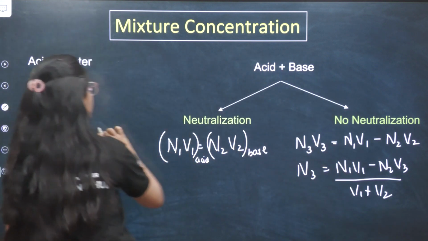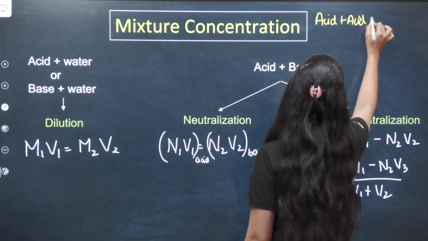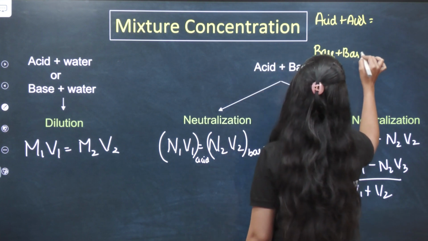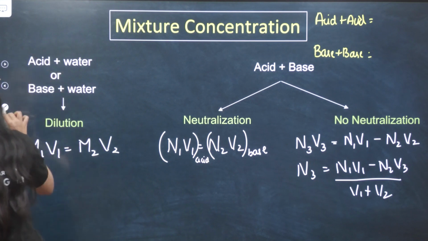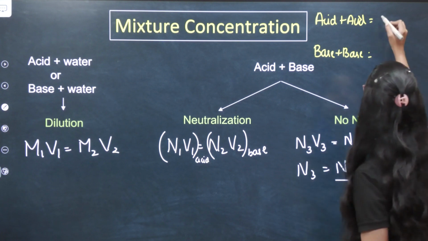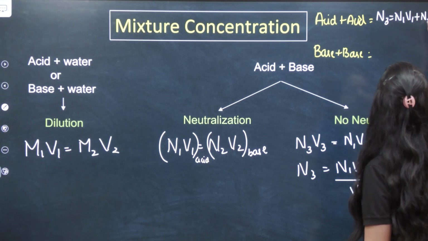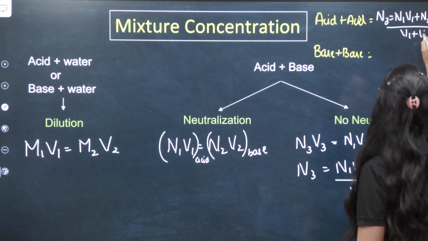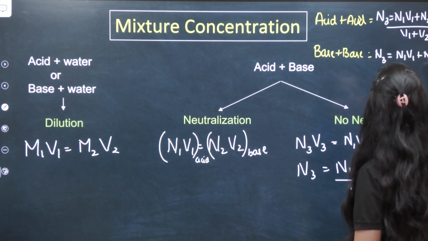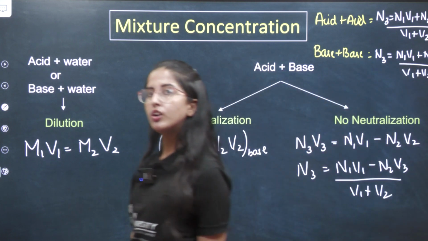There is another thing. If acid plus acid is given, acid is added to another acid, or base is added with another base, how will you calculate final concentration? If there is acid and acid, instead of writing minus, you will put plus, that's all. So here N3 will be equal to N1V1 plus N2V2 divided by V1 plus V2. That will give you the final normality.